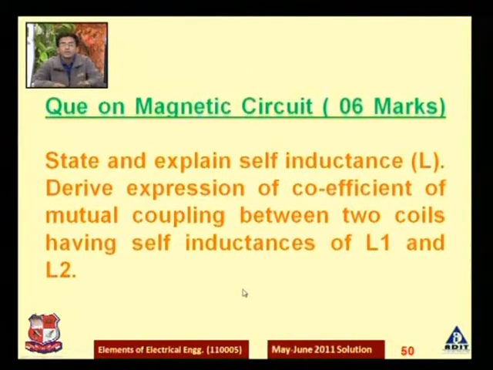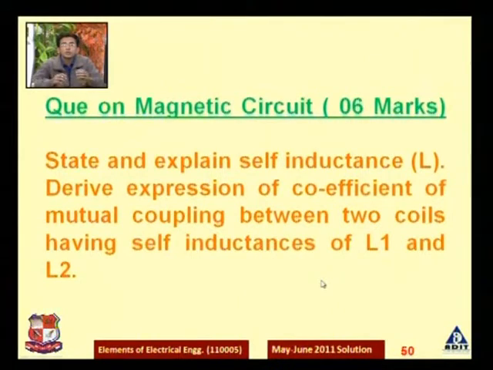So before explaining the self inductance, you should know what an inductor is and what the inductance of an inductor is. If you are clear about the inductance of an inductor, you can define the self inductance and you can also define the mutual inductance. After defining the self inductance, you will be able to find out the coefficient of mutual coupling between the two coils.